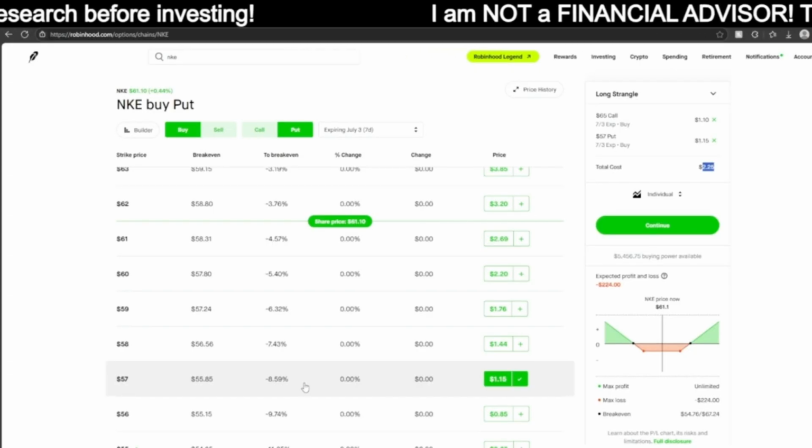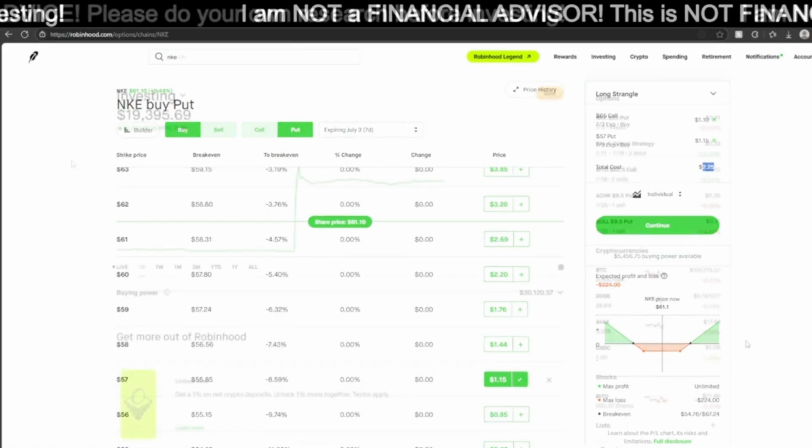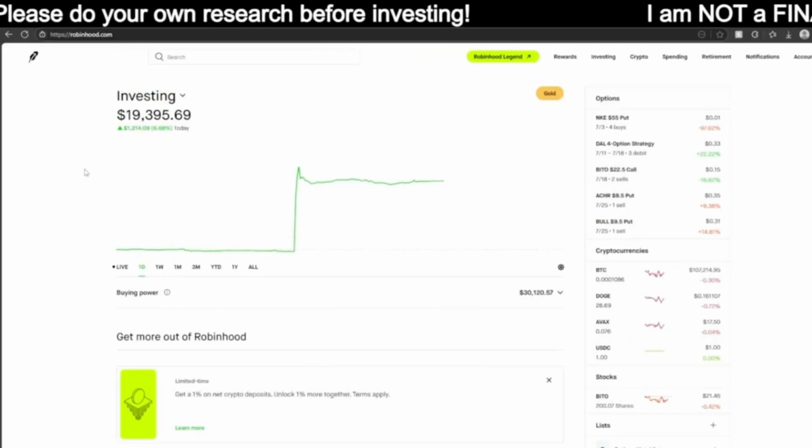And again, pros, it covers both directions. Cons, you're paying for two contracts instead of one. So let's get right into it here. We're going to be looking at trading options.